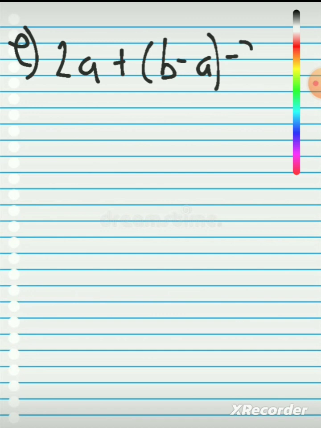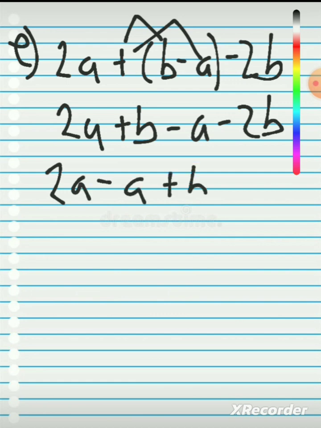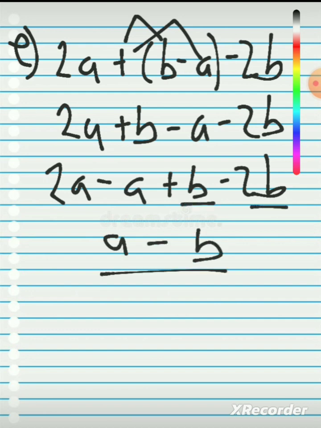We go to E. So E, we have (2a plus b) minus (a minus 2b). Okay, so again we can get rid of the brackets. So we have 2a, positive times b is positive b, positive times negative a is negative a, minus 2b. Okay, so like terms together, 2a minus a plus b minus 2b. Okay, 2a minus a is a, b minus 2b is minus b.